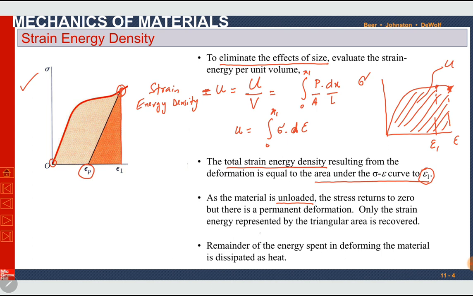Only the strain energy represented by the triangular area is recovered. So this dark triangular area, this much energy is recovered by restoring the material up to epsilon p strain. This recovered strain energy is only part of it; the remainder of the energy spent in deforming the material is dissipated as heat. Okay, so whenever we deform a material and then unload it, you can feel a small amount of heat on the surface.